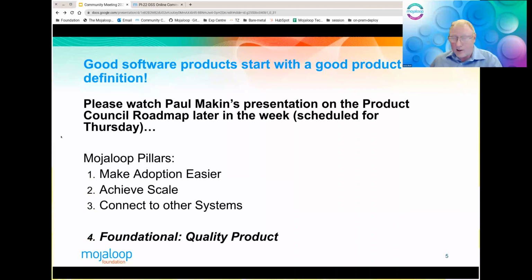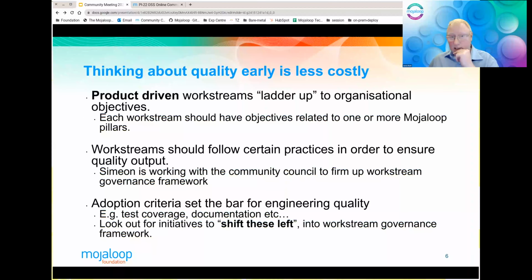The fourth overriding pillar there, quality product. That's super important from an engineering perspective. Thinking about the quality of what we're trying to build as early as possible in our process means we spend less time, effort, and money having to fix things when they go wrong.